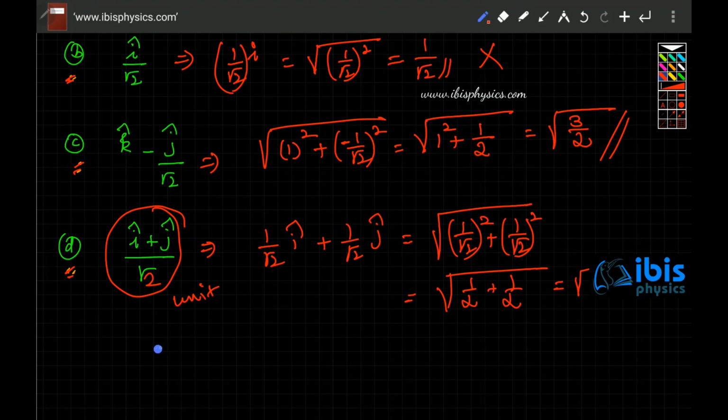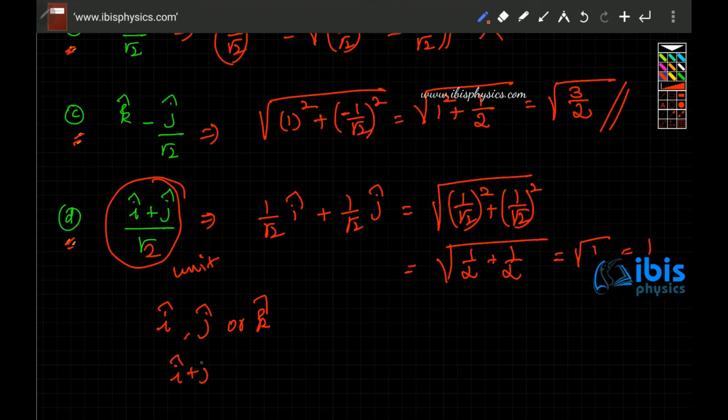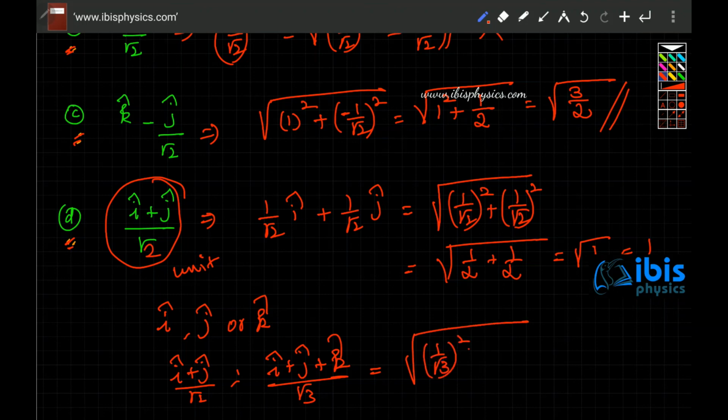Otherwise this is also a unit vector. Along any one axis, either i cap or j cap or k cap is a unit vector. In a plane, i cap plus j cap by root 2 is a unit vector, and so is i cap plus j cap plus k cap by root 3, because i cap's coefficient is 1 by root 3 and j cap's coefficient is 1 by root 3. So 1 by root 3 whole squared plus 1 by root 3 whole squared plus 1 by root 3 whole squared gives you root over 1 by 3 plus 1 by 3 plus 1 by 3, which is 1.